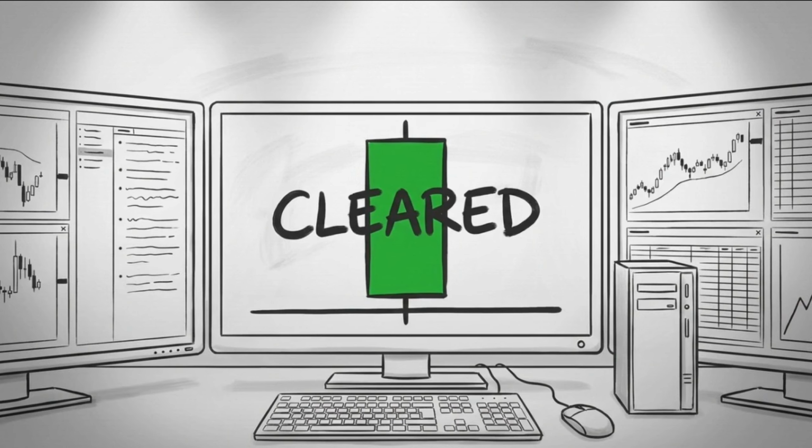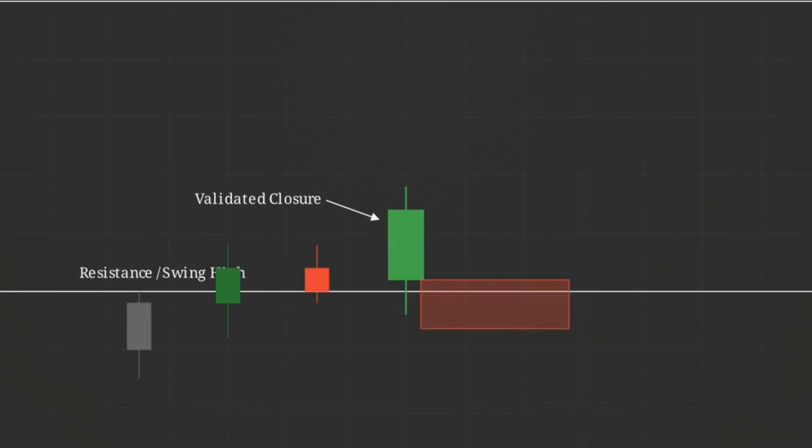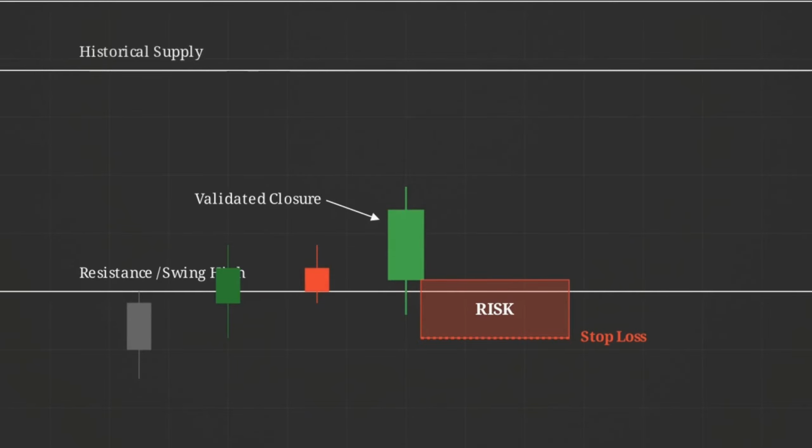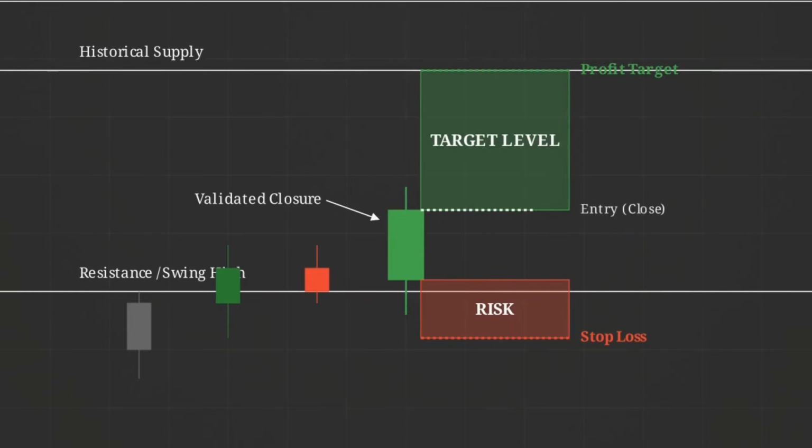Now that you have these rules, you map out your trade position only after the proper timeframe closure is undeniably confirmed on your screen. First, you set your stop loss. Make sure it is tucked safely underneath the lowest point of the newly validated structural body. Next, set your profit target by projecting upwards toward the next major historical supply or demand level on the chart.